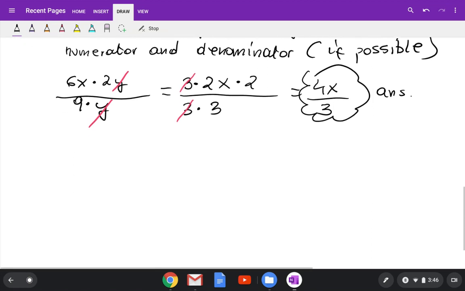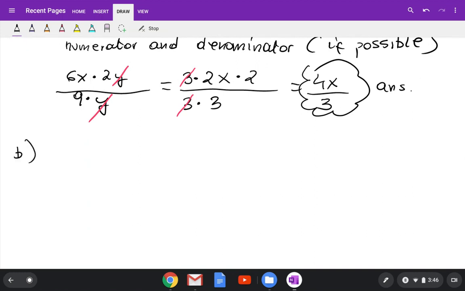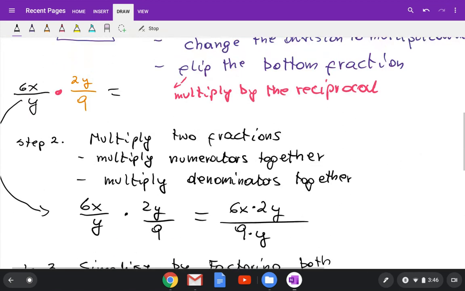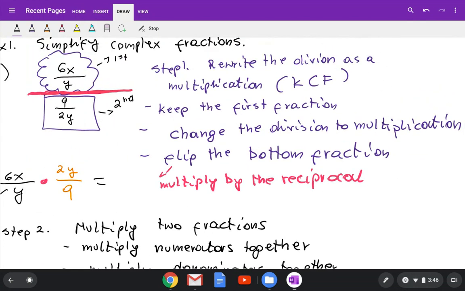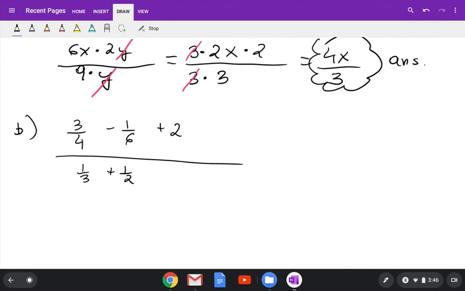Let's do more examples. Okay, let's do B. The next example, you have 3 over 4 minus 1 over 6, over 2 over 1/3 plus 1/2. So this example is different than example A. In example A, you had that fraction divided by fraction, so I applied that keep, change, flip. Here, the numerator has fractions and the denominator has fractions. So you need to simplify each before we simplify the final answer.